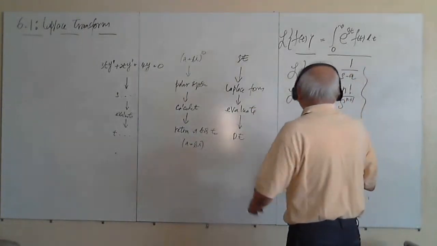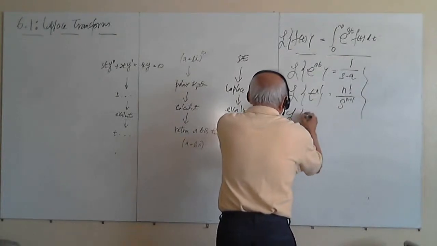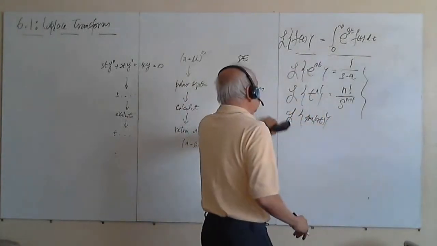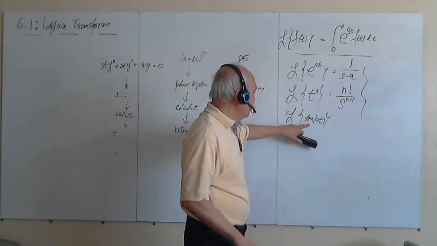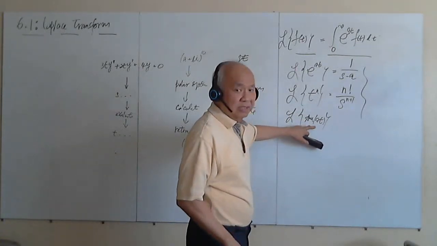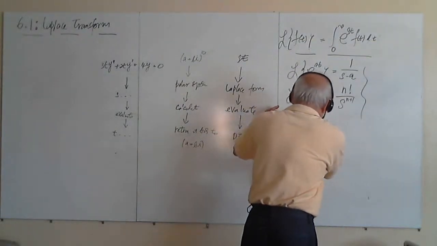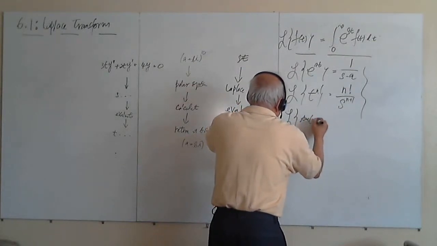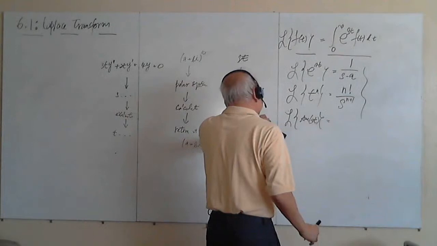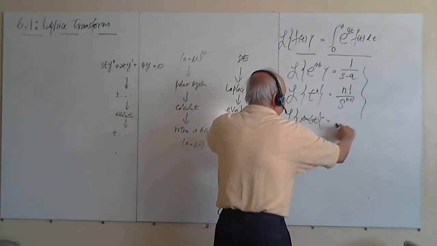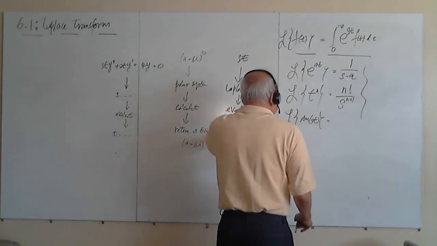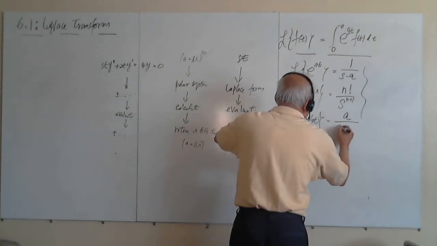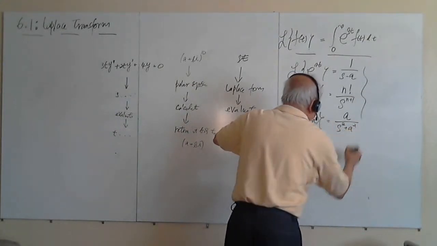And then what is the next one here? The next one is the Laplace transform of sine at, right? Again, we are trying to convert this function from t into s. Remember, in the formula here it is all about s. The t no longer exists. So this one is going to be a over s squared plus a squared.